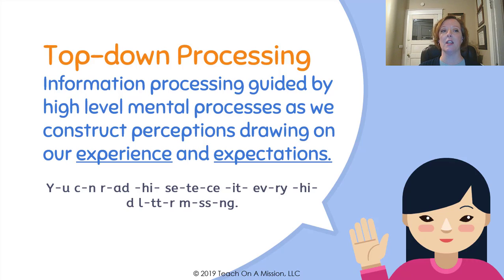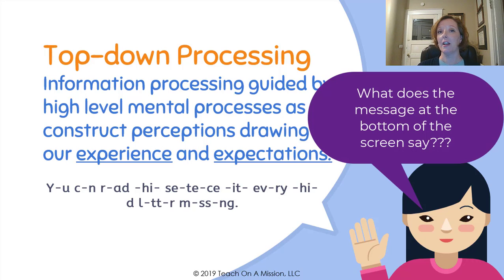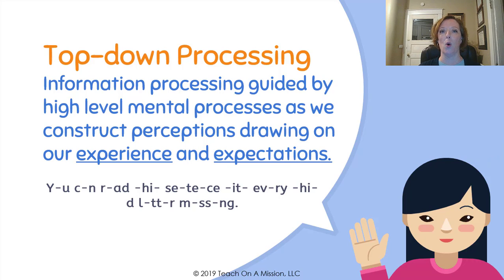Top-down processing is using information guided by high-level mental processes, and we are constructing those perceptions drawing on our experiences and our expectations. So what we have already experienced, what we know of language, and what we're expecting of language. That's how you can read what is written on this slide, even though every other letter is missing. See what I did there?